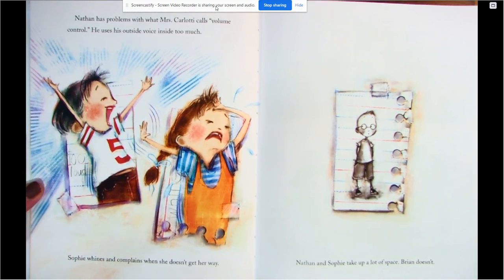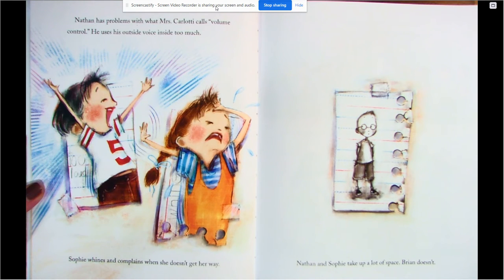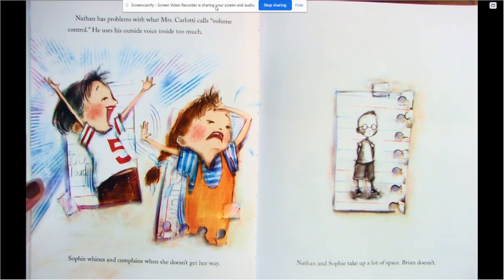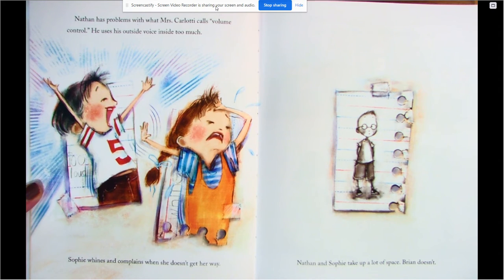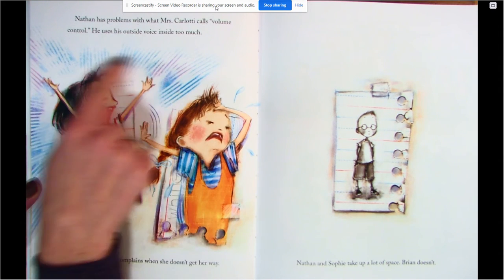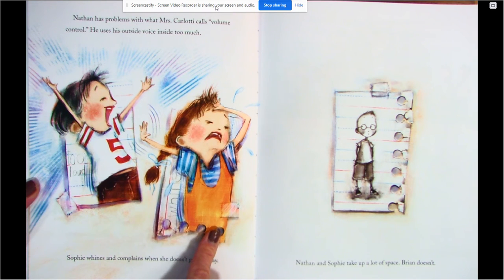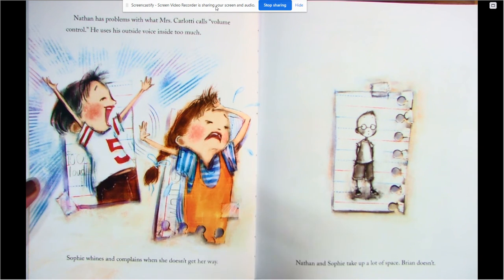Nathan has problems with what Mrs. Carlotti calls volume control. He uses his outside voice inside too much. Sophie whines and complains when she doesn't get her way. Nathan and Sophie take up a lot of space. Brian doesn't. I'll notice they're really big on this page. He's kind of tiny.